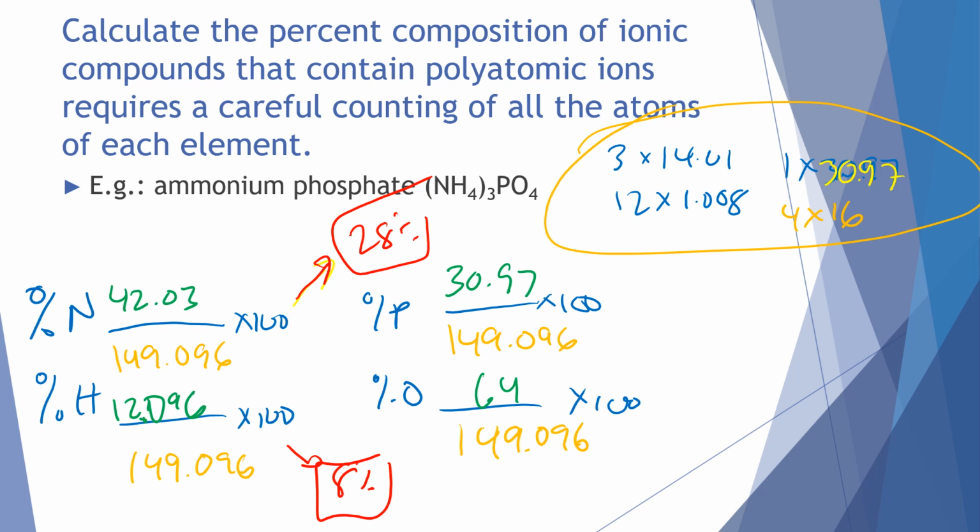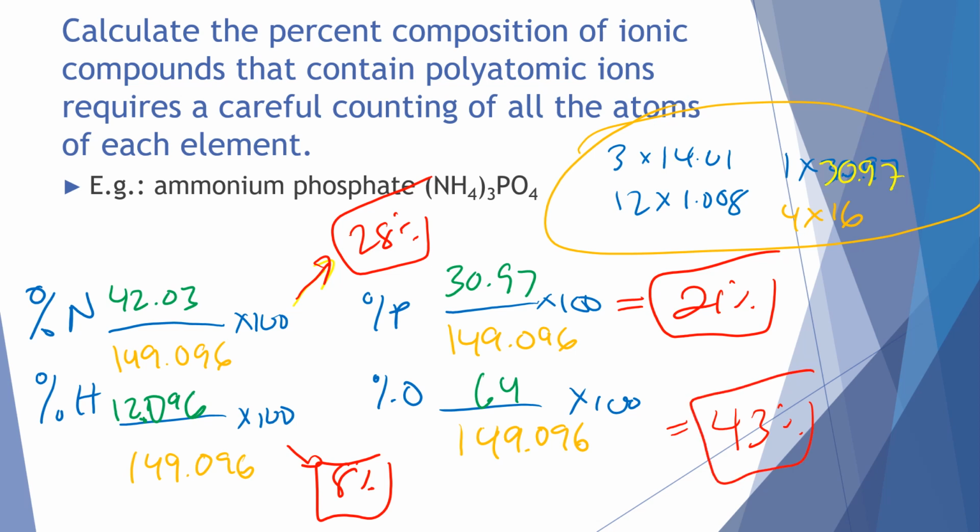30.97 divided by 149.096 is going to be approximately 21%. Then 64 divided by 149.096 is 43%. Let's double check these all equal 100. So 28 plus 43 plus 21 plus 8.